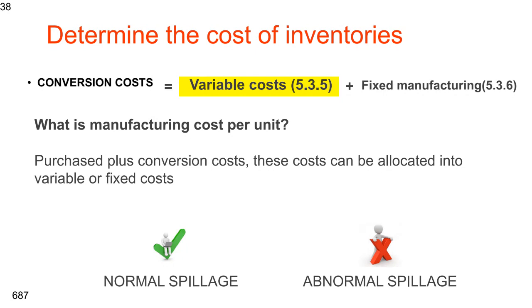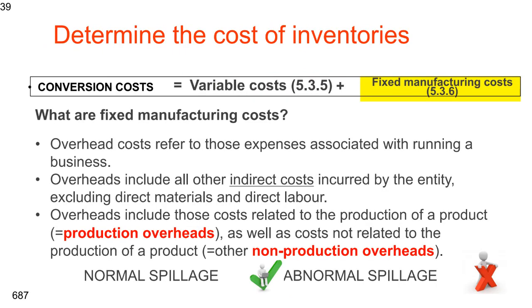I'm also trying to say, just remember this idea of normal versus abnormal spillage, just because I think a lot of people are going to forget. Remember, abnormal spillage we don't include in the cost of inventory, whereas normal spillage we do. That's just an aside. It's not the important bit of the slide.